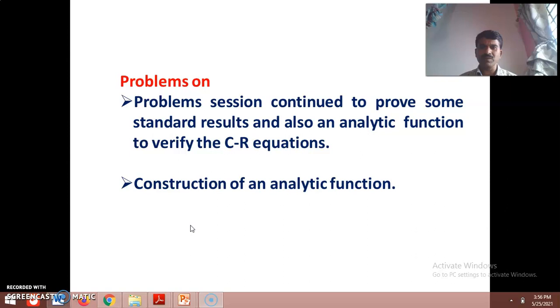Today we shall discuss some standard results and also some problems to verify CR equations for analytic functions. We shall also see some problems of constructing the analytic function if the real part or imaginary part is given.